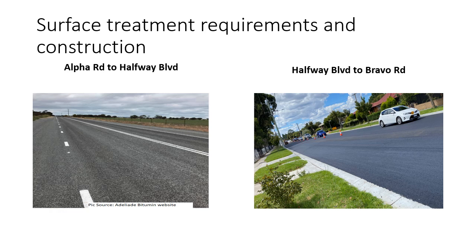On the other section, between Halfway Boulevard and Bravo Road, dense graded asphalt is preferred due to its aesthetic appearance and low noise characteristics. The wearing course is 30 mm thick and the aggregate size is 10 mm down. Tack coat needs to be applied prior to application of asphalt, and proper transportation and handling must be ensured to avoid any segregation of asphalt material.